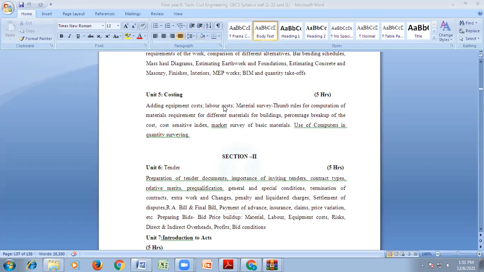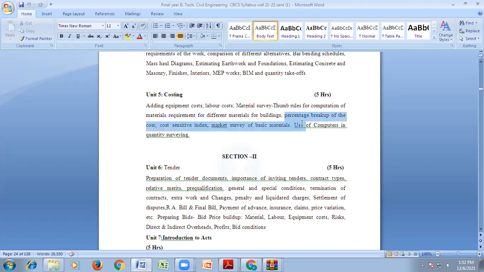At the time of preparing the estimate, you have to consider the labor cost and the equipment cost, whatever your abstract sheet is or whatever BOQ you are going to prepare. At the time of the tendering process, again, that part we are going to repeat. It is a very small part. Then material survey, thumb rules for the computation of the material requirement for different materials of buildings. Those thumb rules we have already discussed, but still I'm going to repeat it for you.